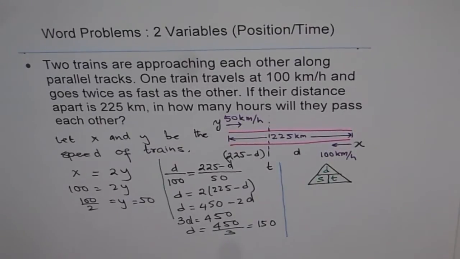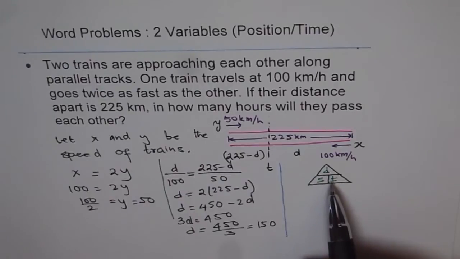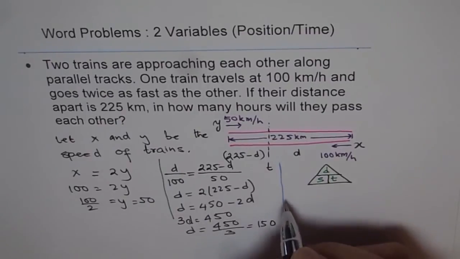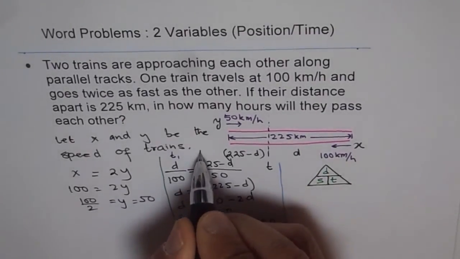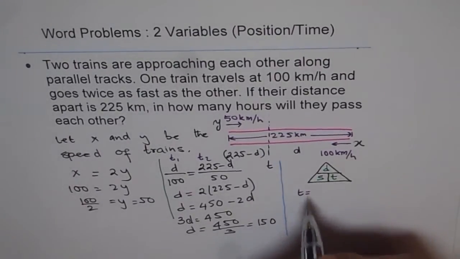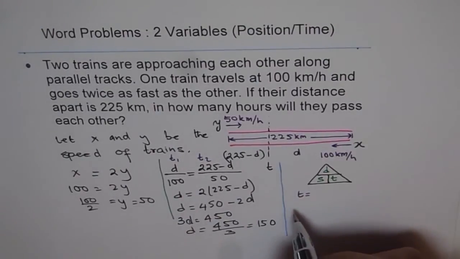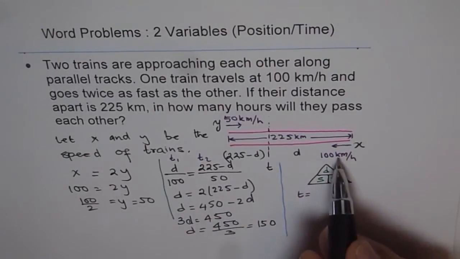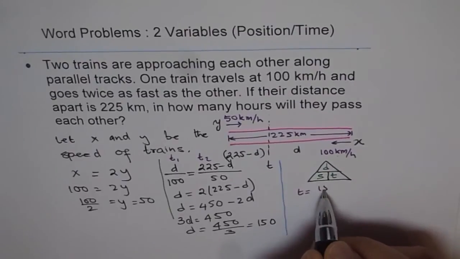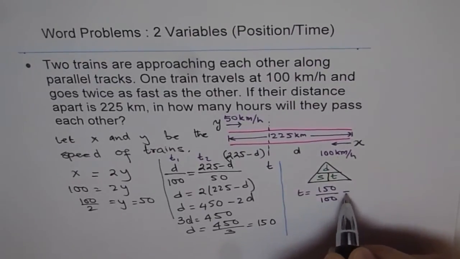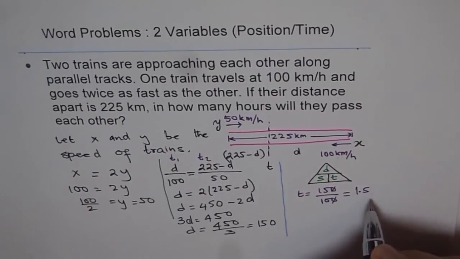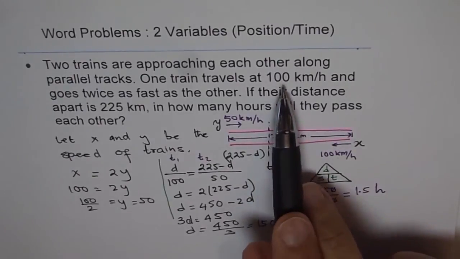Since we know the distance, we can find time using any one of these equations, correct? So to find time, we can say distance over 100 is time. This is time t1, time t2, both were equal, correct? Now we know distance is 150. So time is equal to distance over 100, right? Which is for the X train, which is traveling with 100 kilometers per hour. So it is 150 divided by 100. And that gives you time of 1.5. And the unit is hours, since speed is in kilometers per hour.